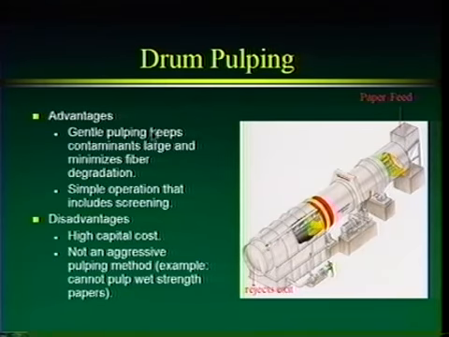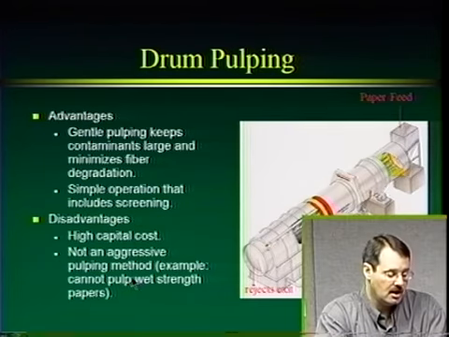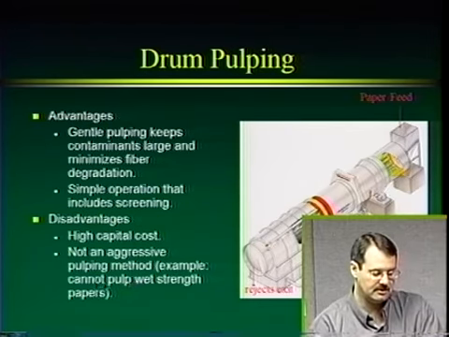We can talk about some of the advantages. Very gentle pulping, keeps the contaminants large and minimizes fiber degradation. It's a simple operation that includes screening, so we get a lot of good screening out of this. Some disadvantages: it's high capital cost, it's got a very large footprint, and it's not an aggressive pulping method. So, for instance, if we had wet strength papers in OCC and we wanted to try to pulp them, this would not be a very good option for pulping that wet strength material.